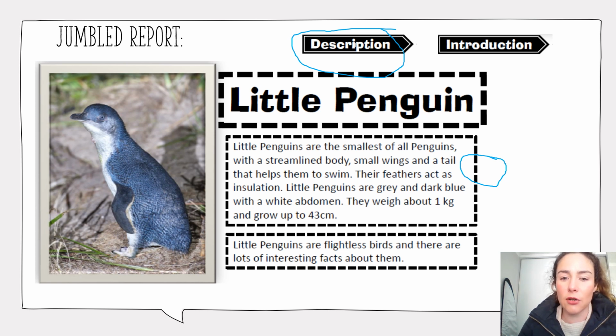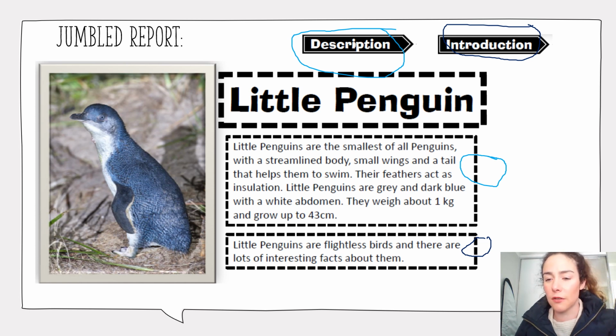And the next one is little penguins are flightless birds and there are lots of interesting facts about them. So that one is the introduction. It's got a topic sentence telling us what it's going to talk about, and it's got just a statement saying that there are lots of interesting facts about the little penguins.